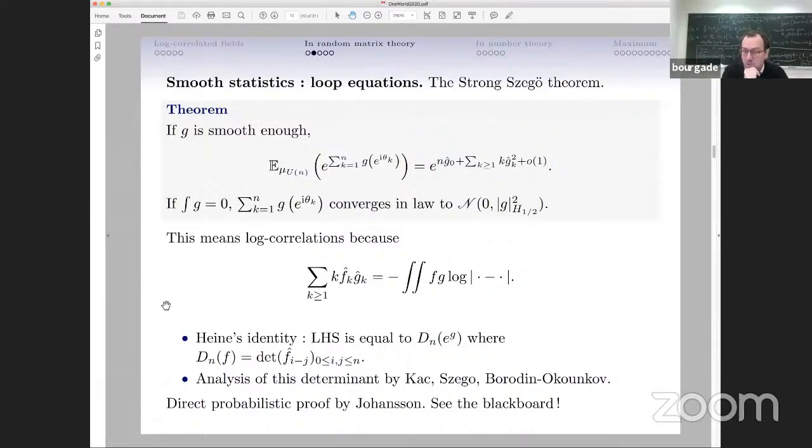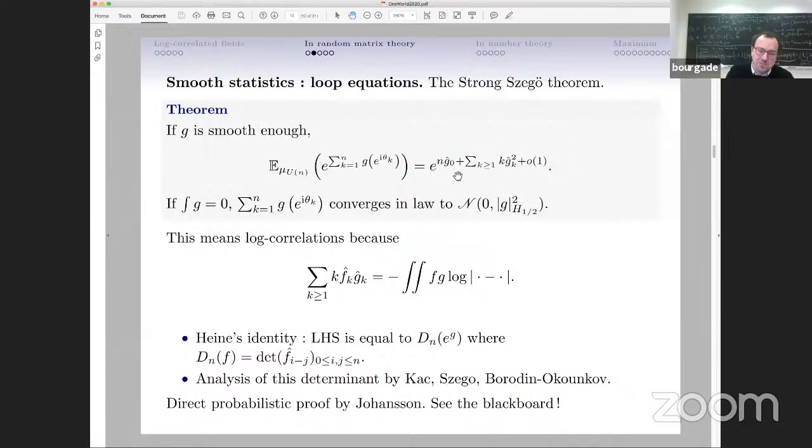with eigenvalues e^{iθ_k}, and you look at the linear statistics with respect to a nice, say, smooth function g, then the Laplace transform of these linear statistics converges to something quite explicit, actually converges very fast too, if g is nice. And it converges to the following quantity.